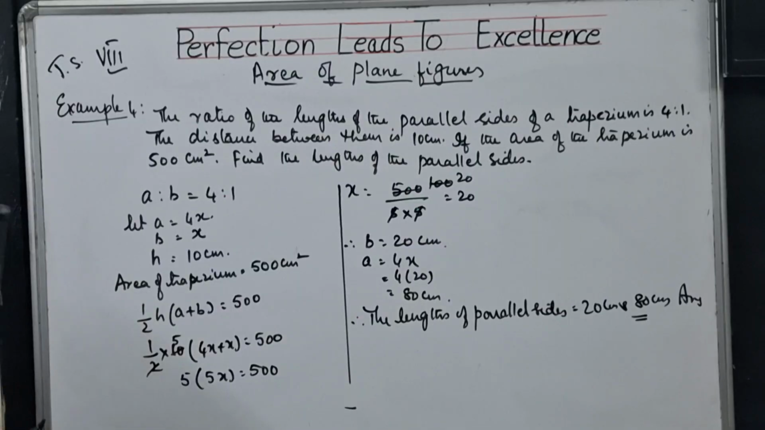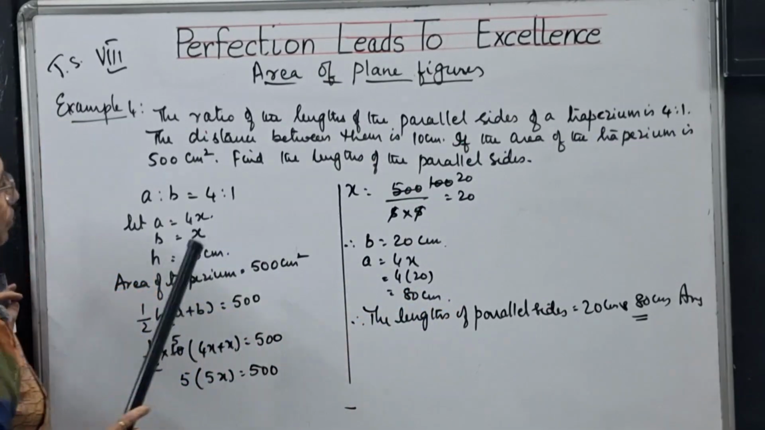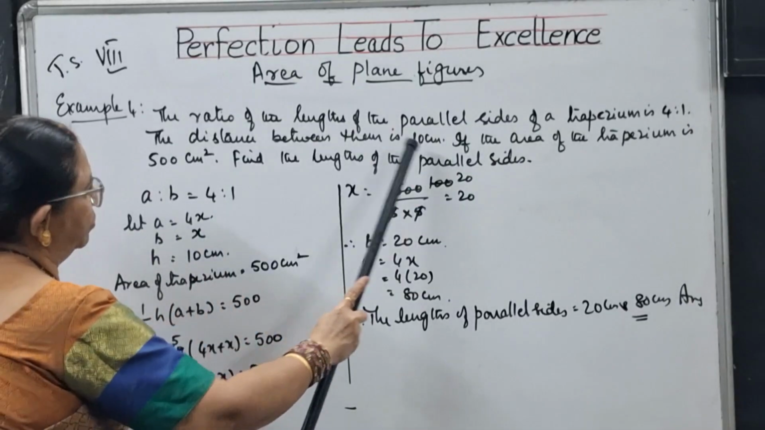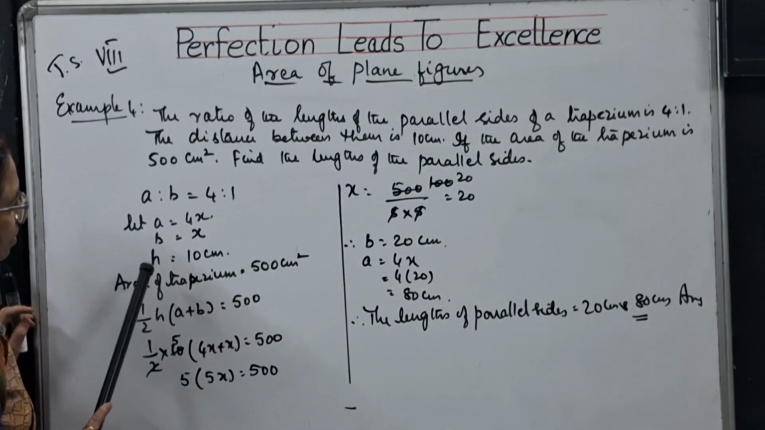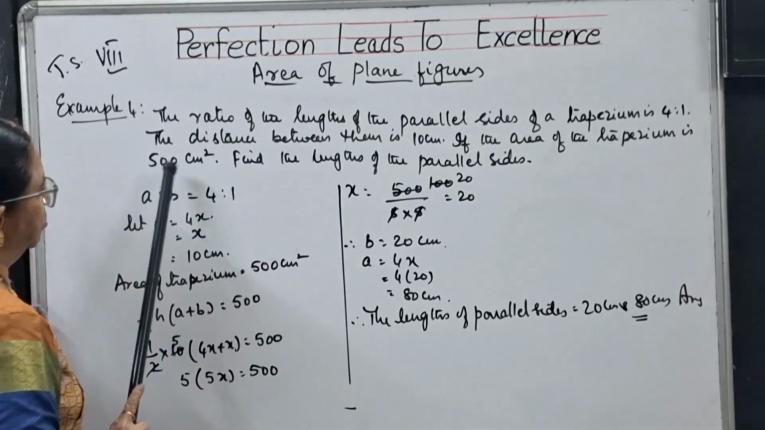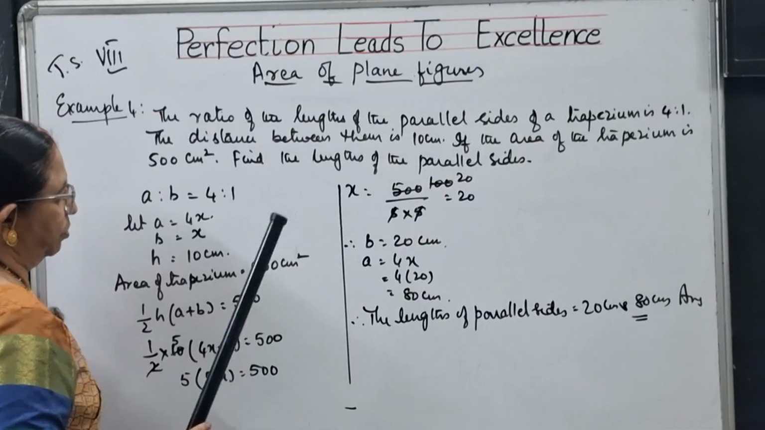So, the ratio of the lengths of parallel sides of a trapezium is 4 is to 1. A is to B is 4 is to 1. The distance between them is 10 centimeters. That is, height is 10 centimeters. If the area of trapezium is 500 square centimeters, find the length of the parallel side.